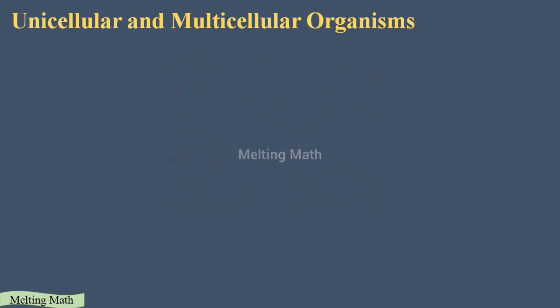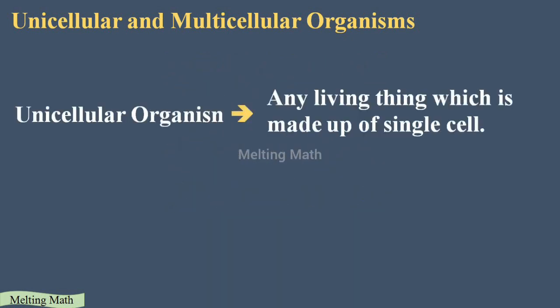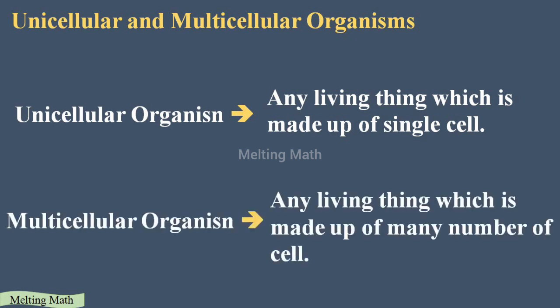First, a unicellular organism is nothing but a living thing which is made up of a single cell. A multicellular organism is nothing but a living thing which is made up of many cells.